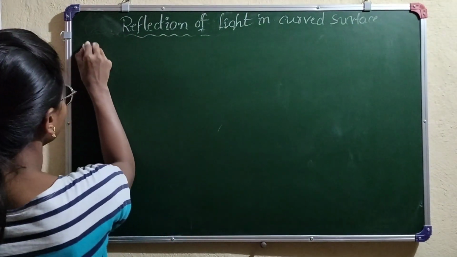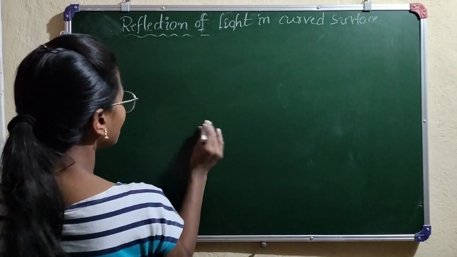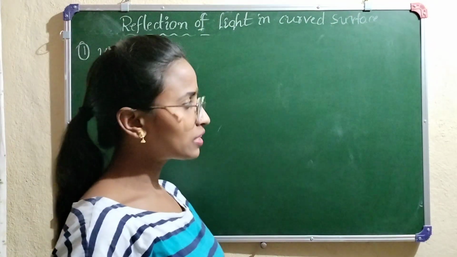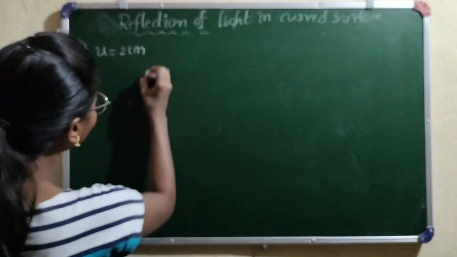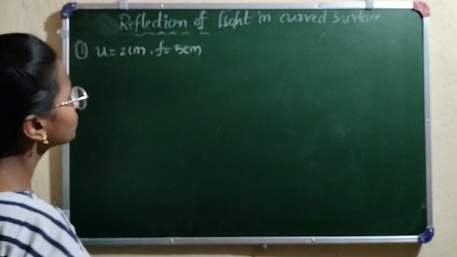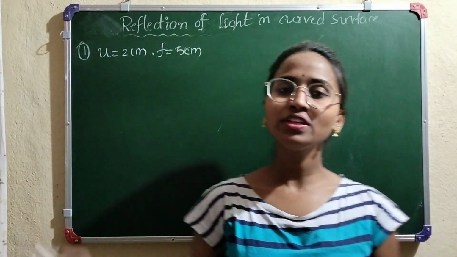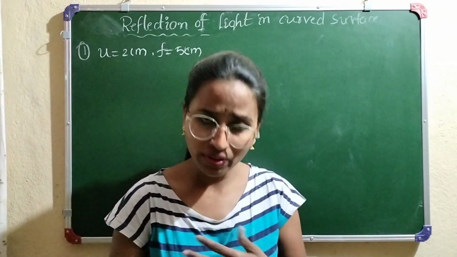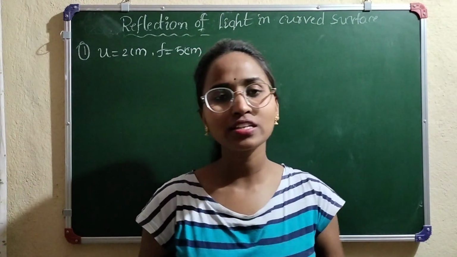Now this first question: I am keeping an object at 2 centimeters in front of a concave mirror. I hope this is something I already gave you in the previous video to solve. So let me solve it myself. The focal length is 5 centimeters. So we are keeping the object at 2 centimeter distance in front of a concave mirror, which has a focal length of 5 centimeters, which means the examiner is directly giving us the u value and f value. Now find out the image distance and write the characteristics of the image.